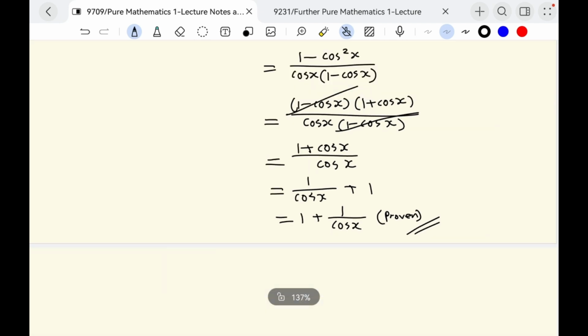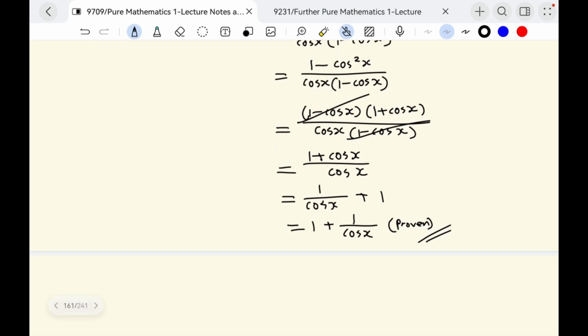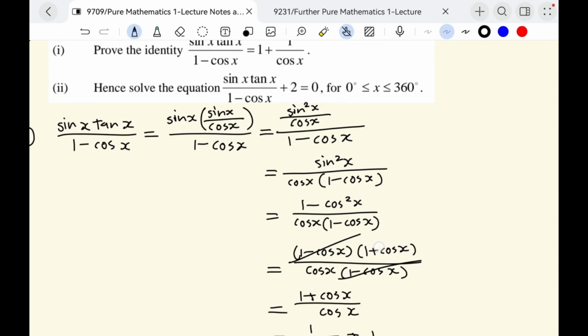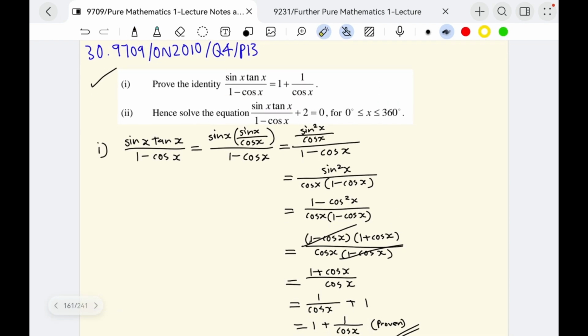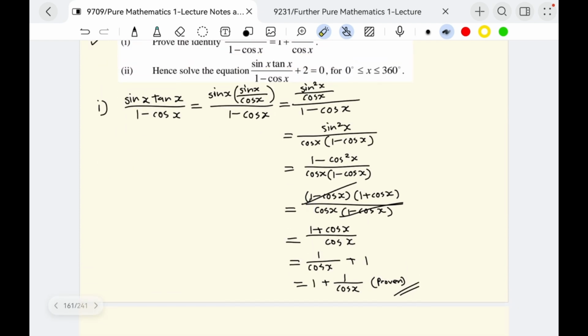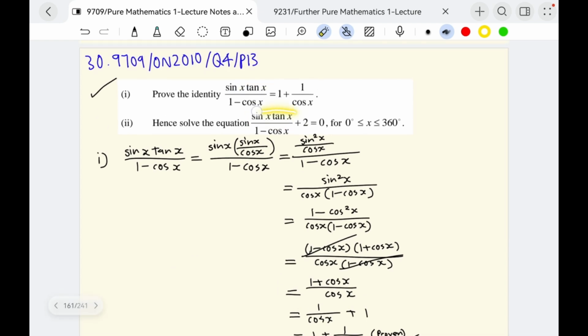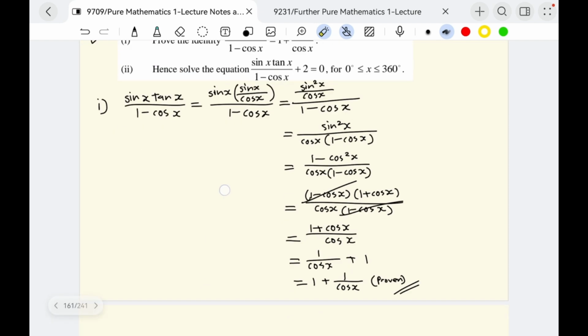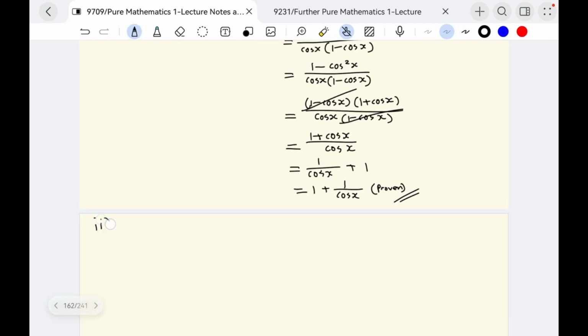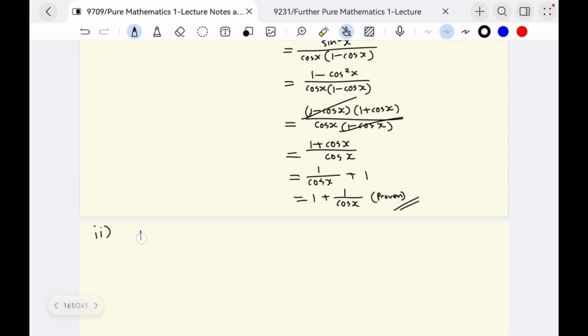Okay. So usually for the Trigo proof, it costs 3 marks. If you are not able to obtain these 4 marks over here, what you can do is to use the result from the question given to do this question. Hence, solve the equation of this thing plus 2 equals 0. So it's literally the result that you have done, 1 plus 1 over cos x plus 2 equals 0 from part A.